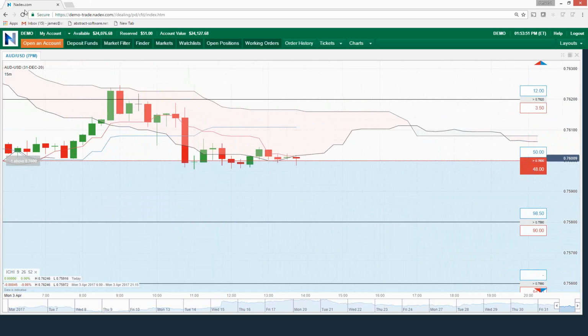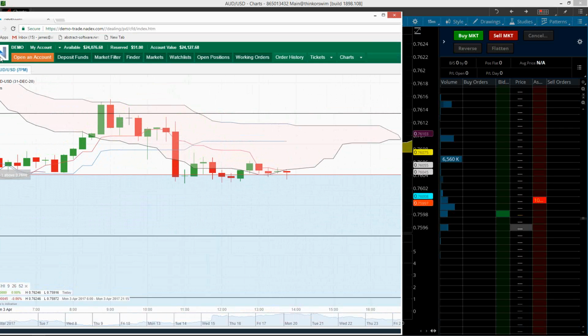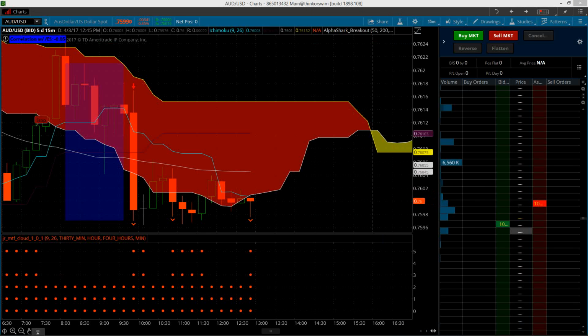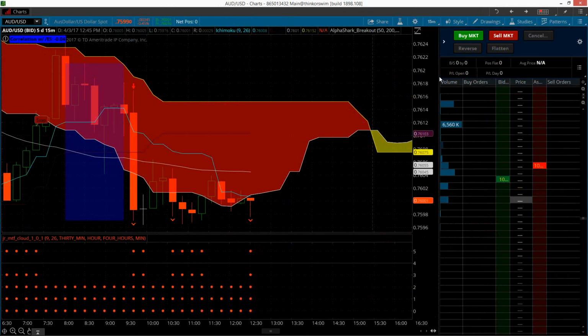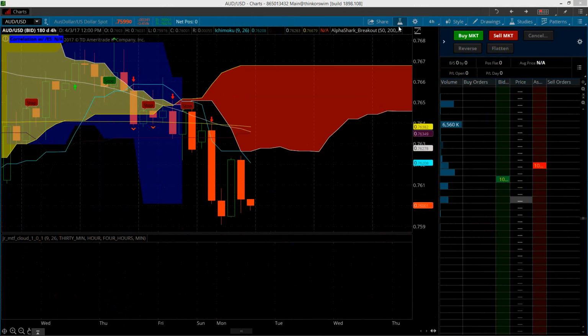So from this signaling and confirmation method, I can find all different kinds of setups across different time frames. Now, let's say that I wanted to focus on swing trade setups. Well, I'd switch this to the 4-hour bar, and I can use this to trade weekly binary options.